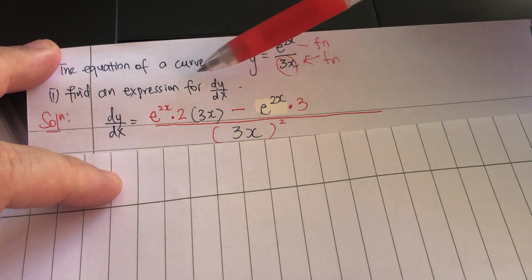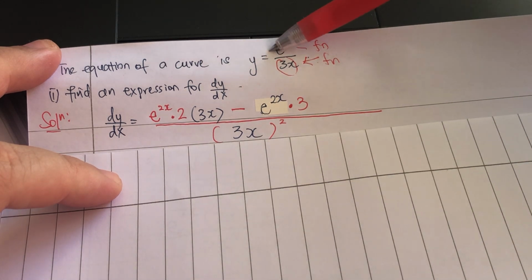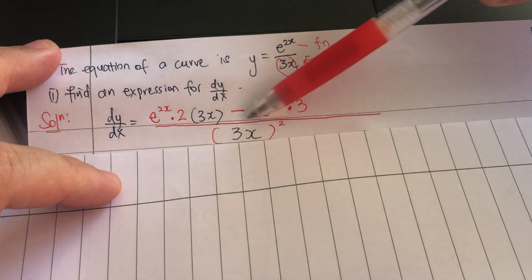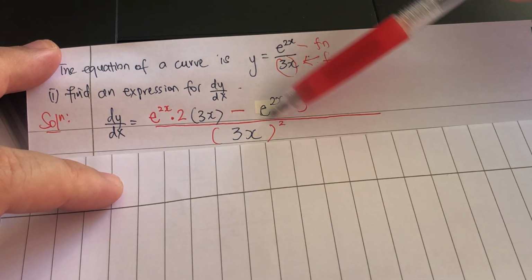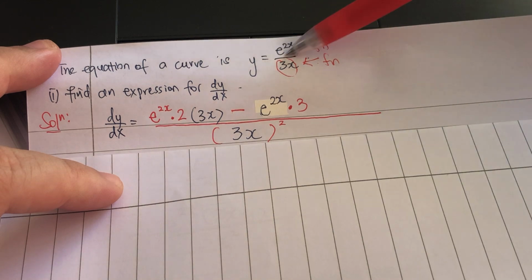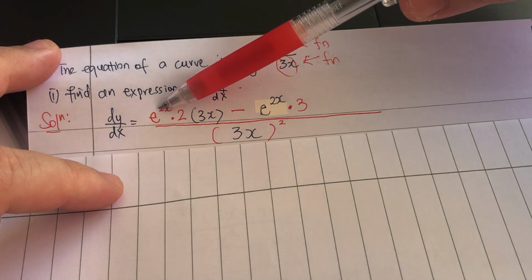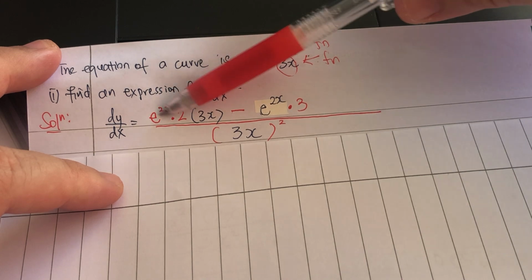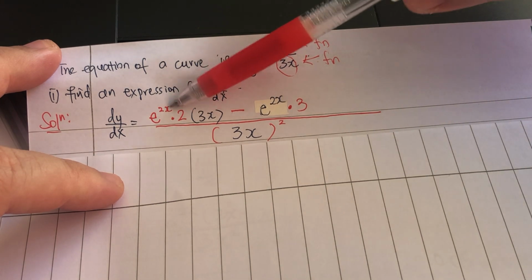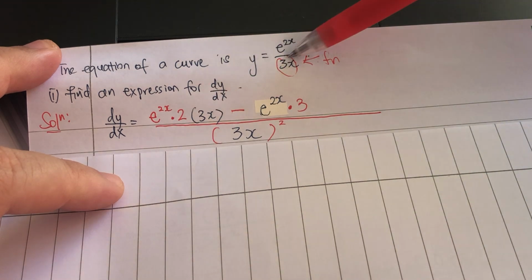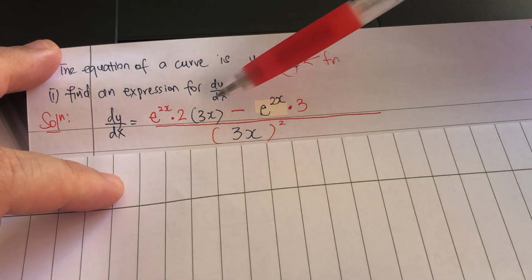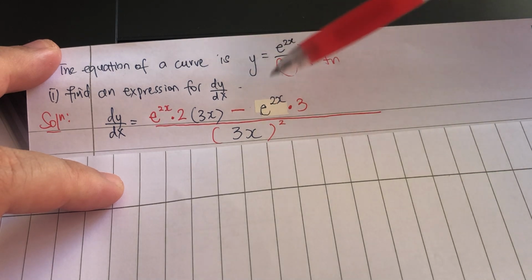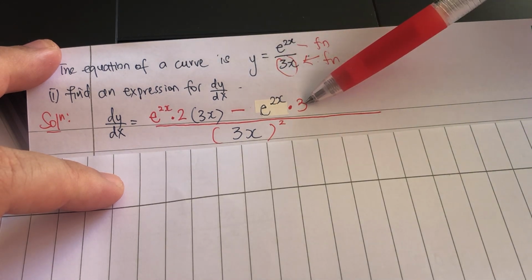Let's see how we do this. The template is like that: minus, then whole thing squared at the denominator. Now you differentiate e to the power of 2x first. Whatever you see, you just write here, then differentiate the function. Now you get 2, don't touch the 3x. Then minus, you don't differentiate this, you just leave it here. Differentiate 3x, you will get 3.